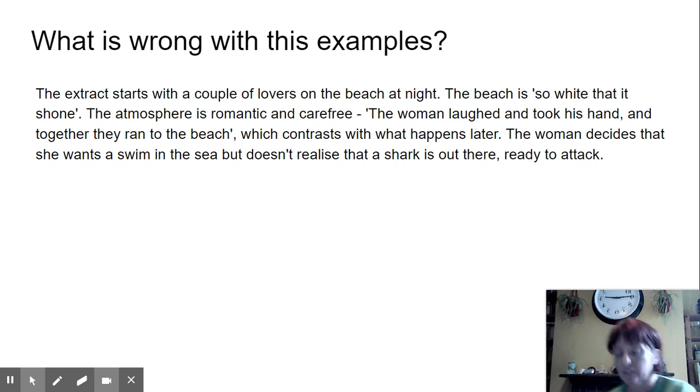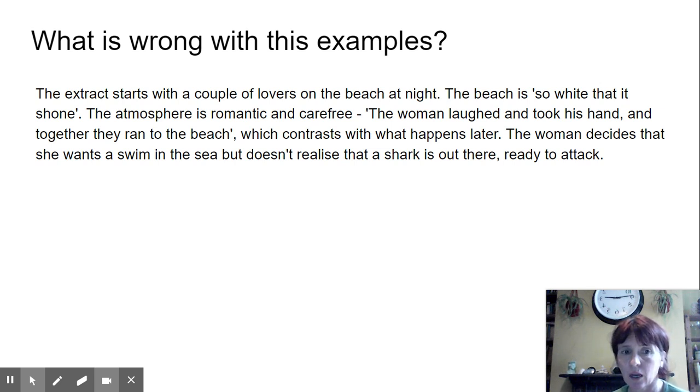I just want to show you this because this is quite a common mistake that people make. This is an answer to the previous question: how does the writer structure the text to interest you? The extract starts with a couple of lovers on the beach at night. The beach is so white it shone. The atmosphere is romantic and carefree. The woman laughed and took his hand, and together they ran to the beach. This contrasts with what happens later. The woman decides she wants to swim in the sea, but doesn't realise there's a shark there ready to attack.